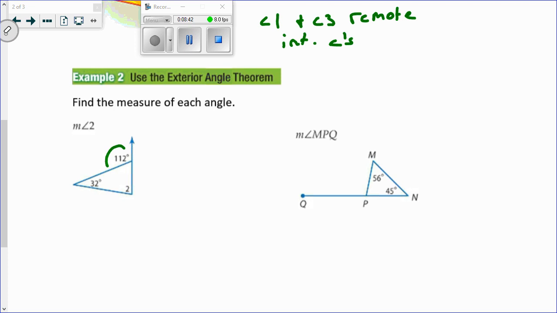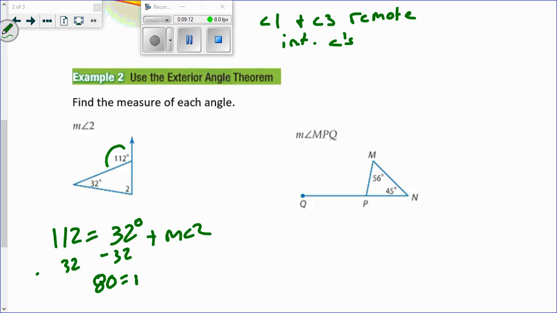And we know that that is equal to 112 is equal to the sum of this 32-degree angle and angle 2. Measure of angle 2. So we subtract 32 from both sides, and we get, oh, not 59. 112 minus 32, giving us that 80 is equal to the measure of angle 2 degrees.